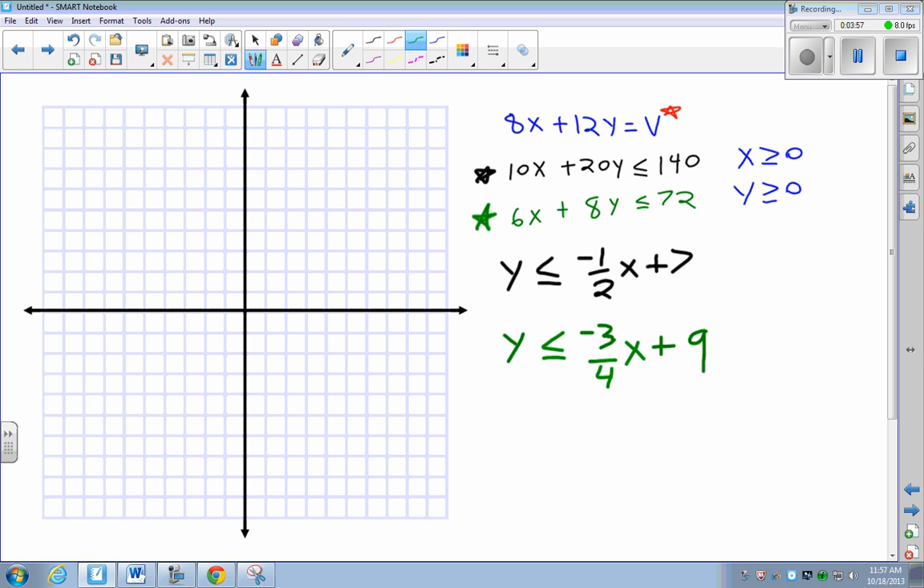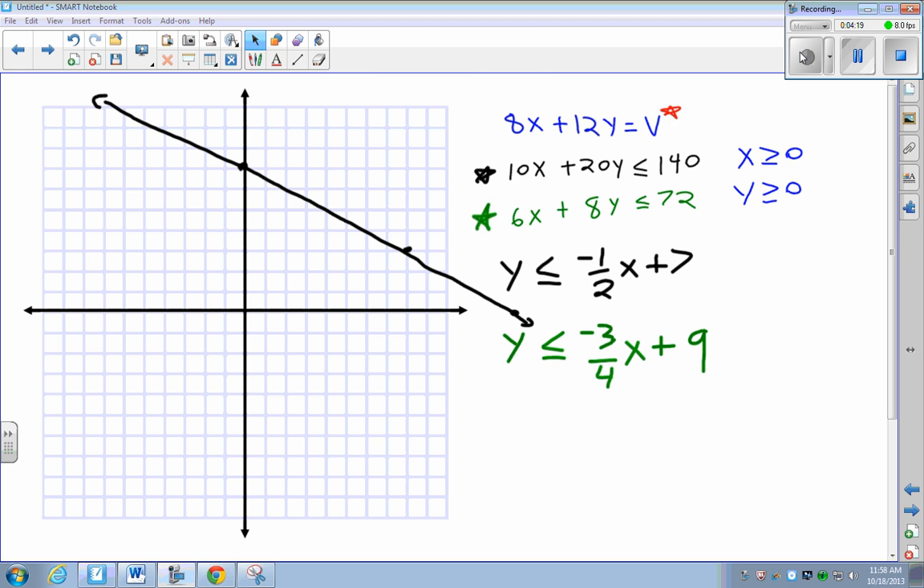Okay, so let's graph these. Start off with the black one. Our y-intercept is 7, and our slope's negative 1/2. So it's going to end up extending all the way out here. Okay, so now let's graph our green one. Y-intercept is 9. We're going to go down 3 over 4. So 1, 2, 3, 1, 2, 3, 4, and repeat. Okay, do this all the way down here.